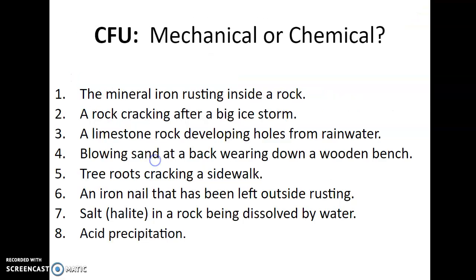So now that we've learned the difference between mechanical and chemical weathering, we're going to do a check for understanding. That's what CFU stands for. We're just going to go through these 8 examples, and you're going to be able to distinguish between each of them. The mineral iron rusting inside a rock, is this mechanical or chemical? This is chemical. Iron is rusting, so its chemical composition is changing within the rock. So the rock's chemical composition changes, and therefore it is a form of chemical weathering.